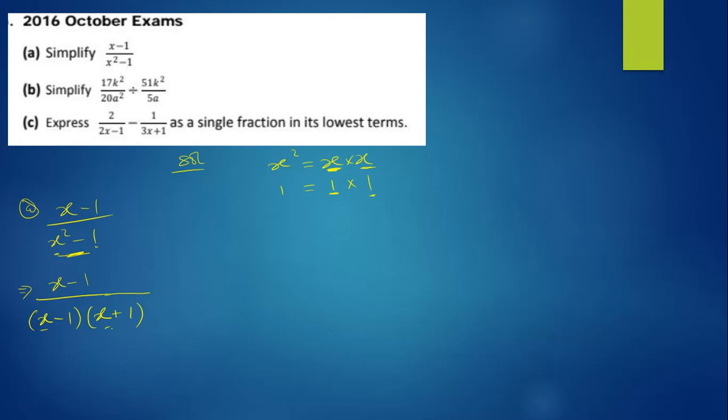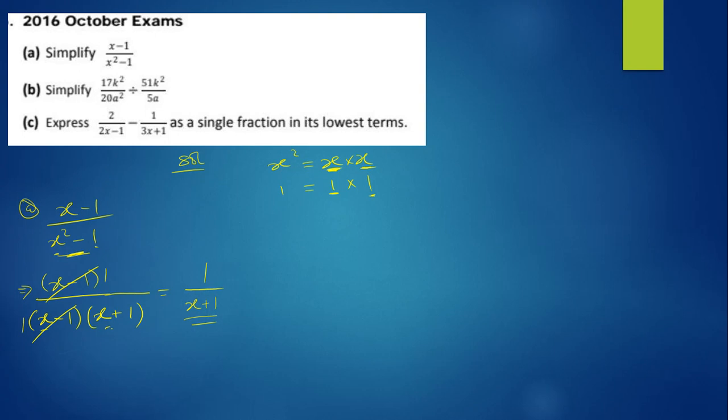And then you need to compare the top part and the down part. Here you're having x minus 1, and down you're having x minus 1. So x minus 1 into x minus 1, that's 1. This one is common, you can cancel it. So therefore, your final answer will be 1 over x plus 1. Then you're done. As simple as that.